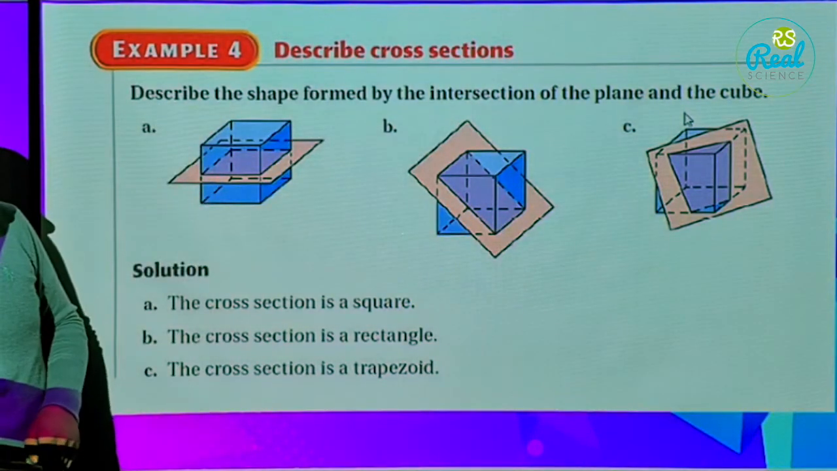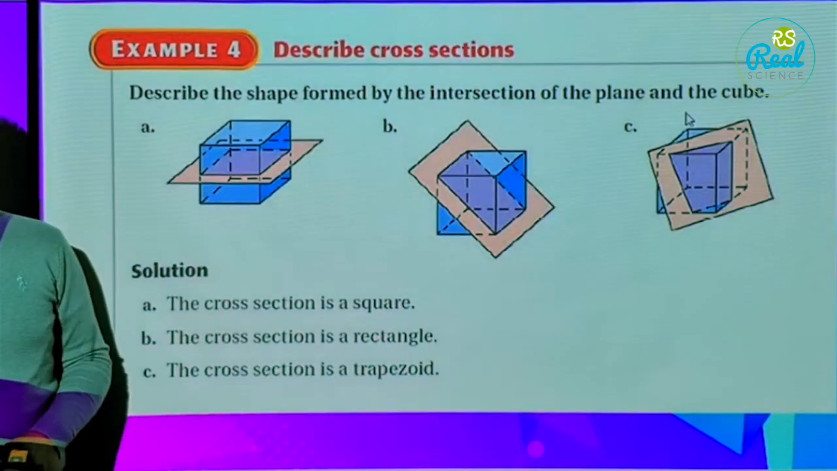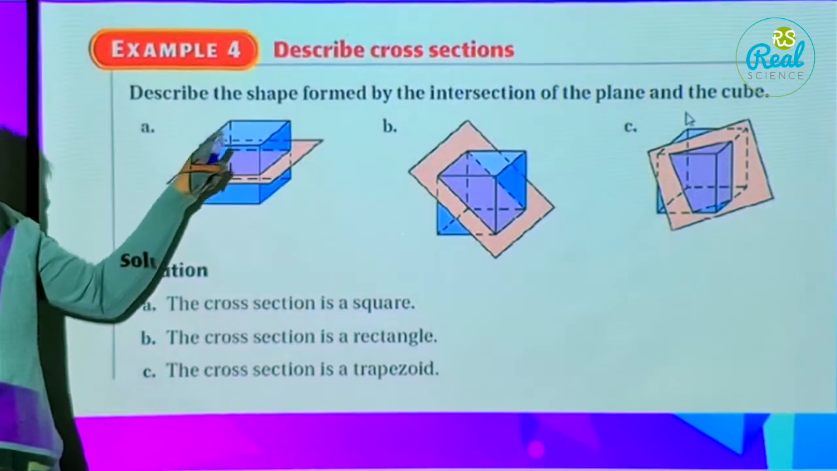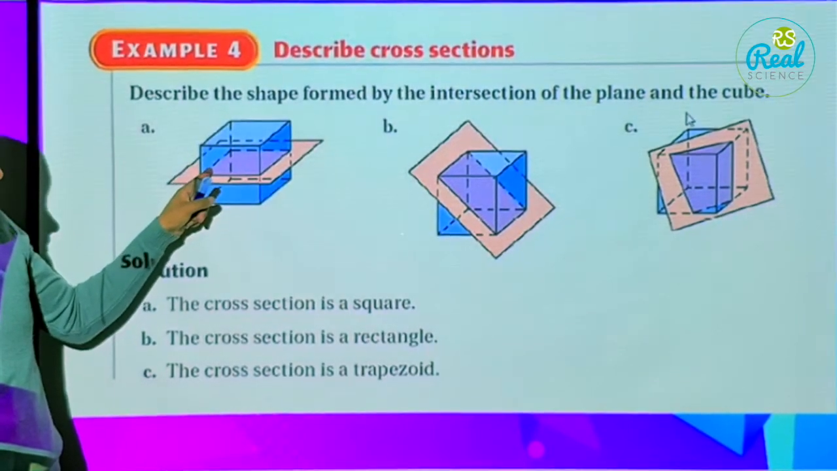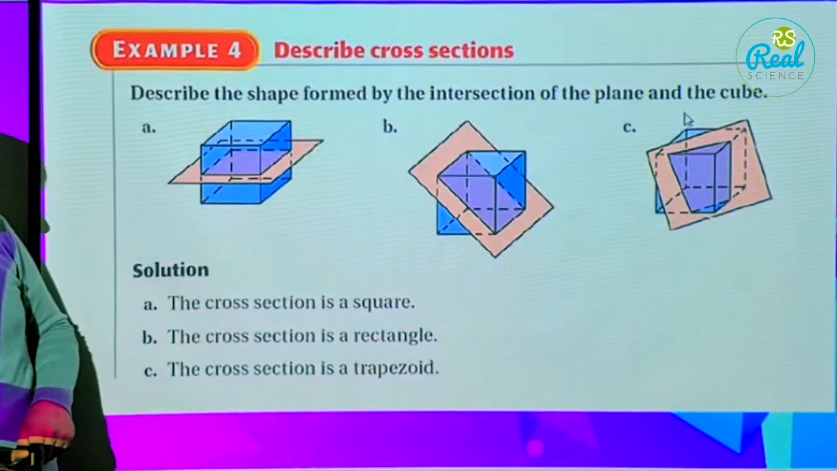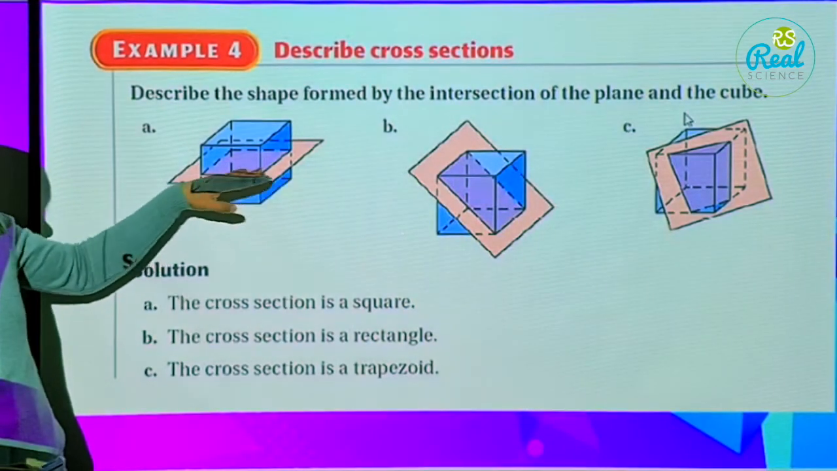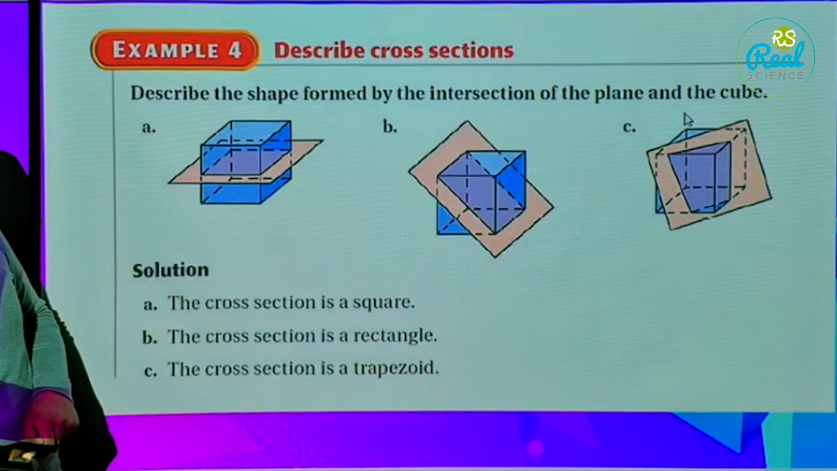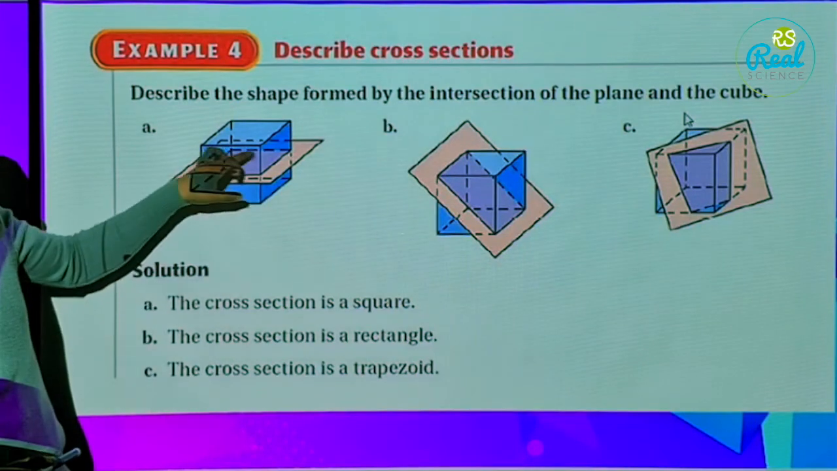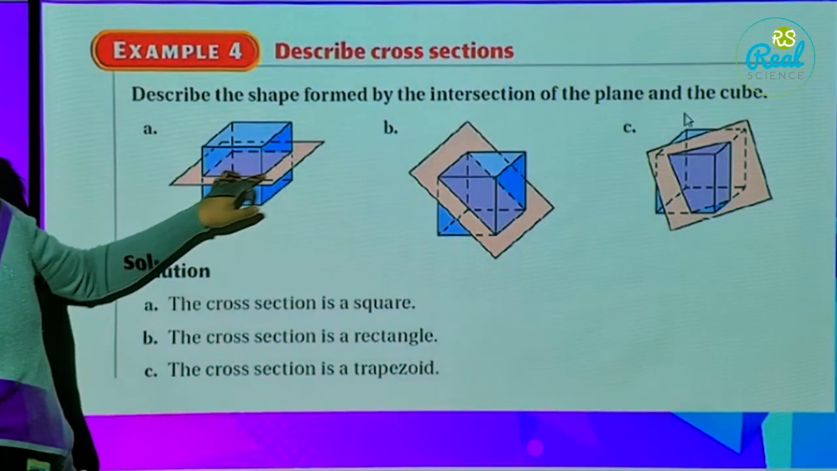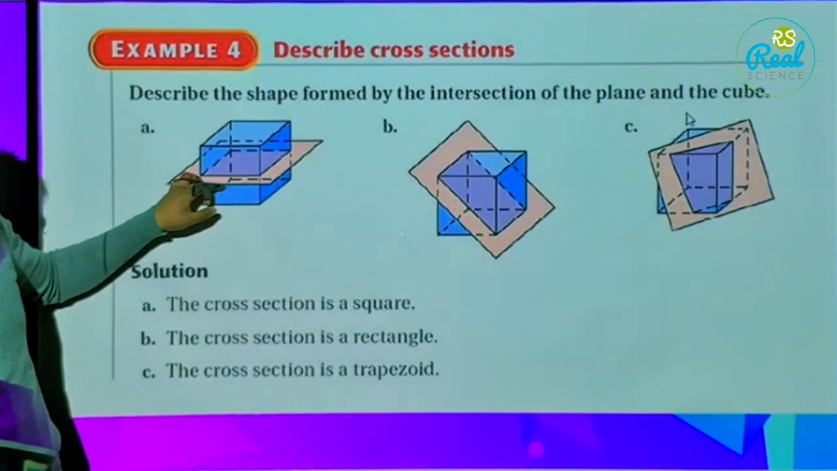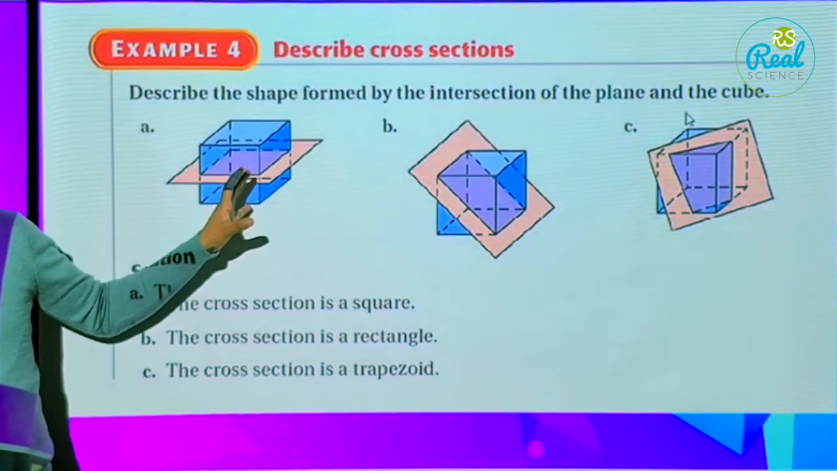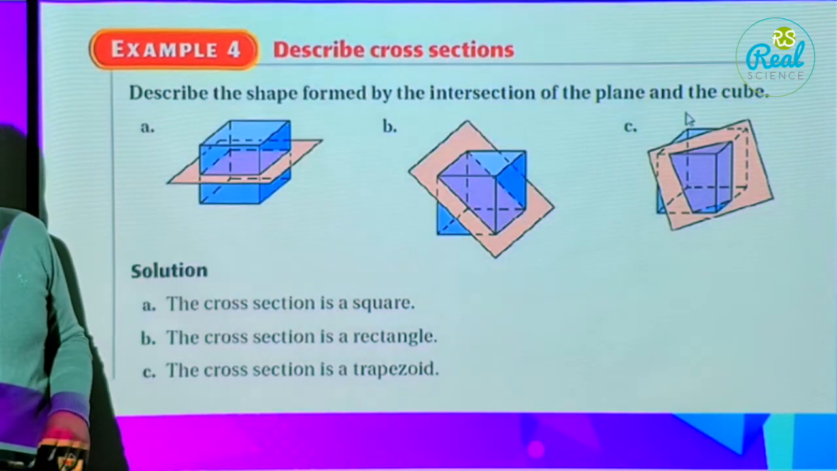Describe the shape formed by the intersection of the plane and a cube. Again, a rectangular figure. It was a cube. If we do a cross section, the shape inside, just the section shape, is again a square, because all faces of a cube are squares.